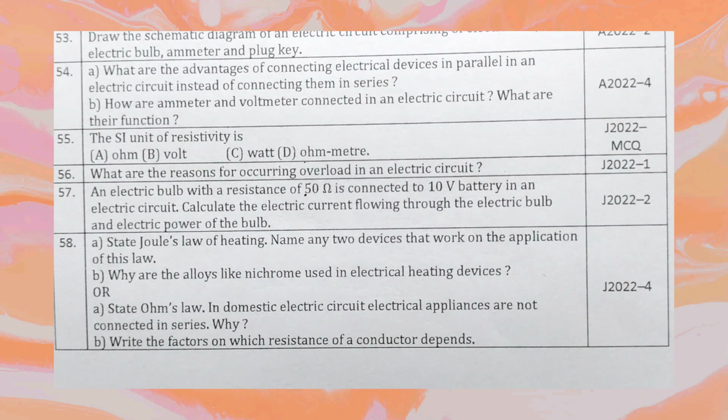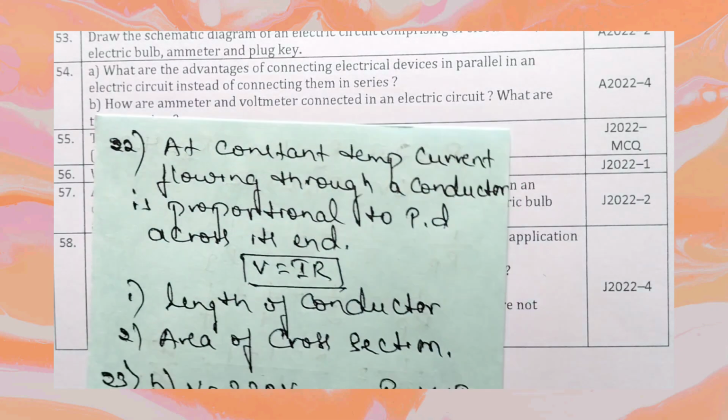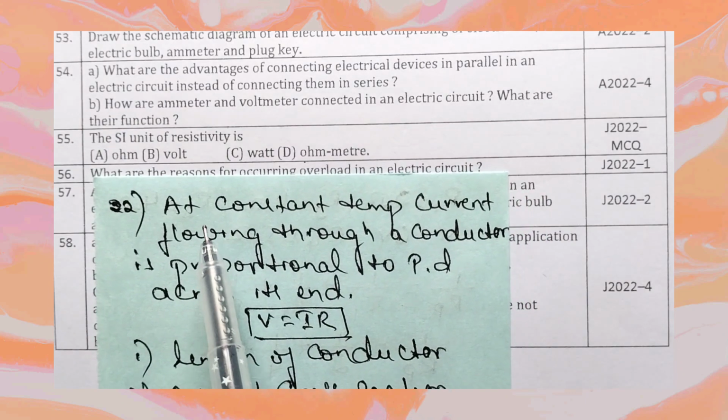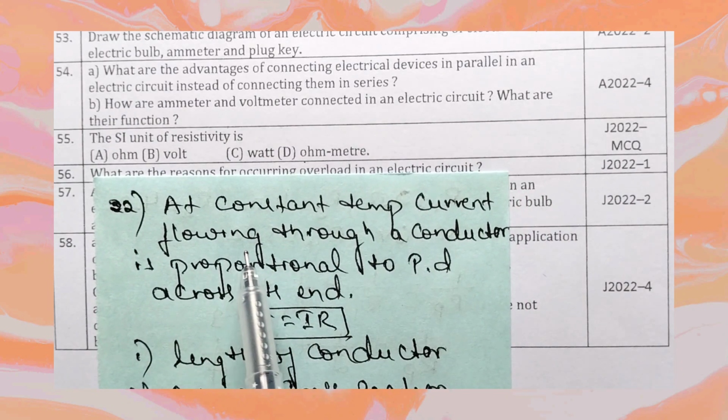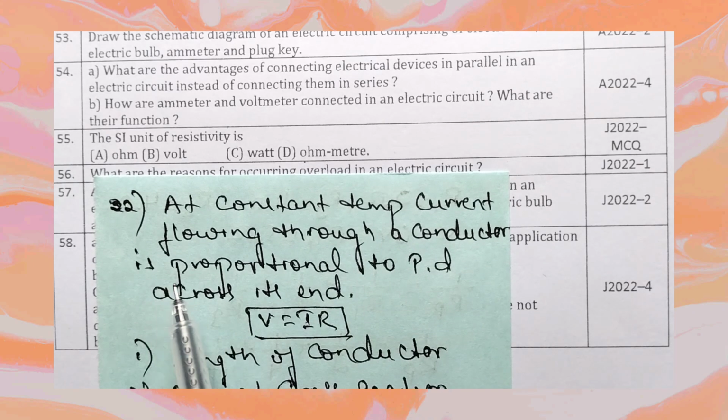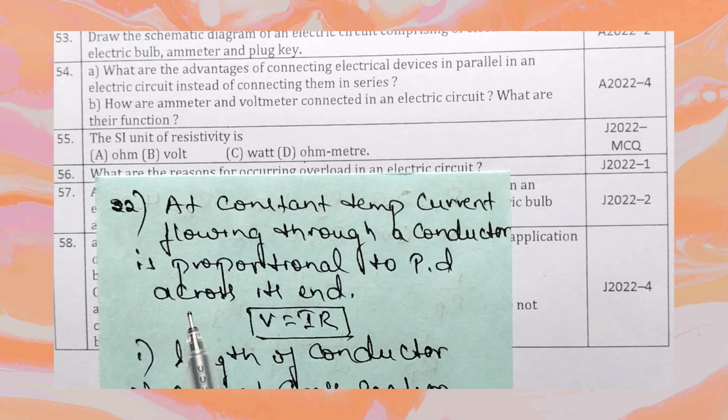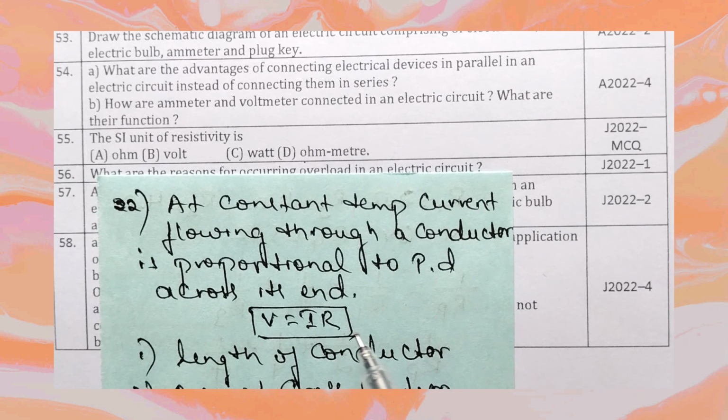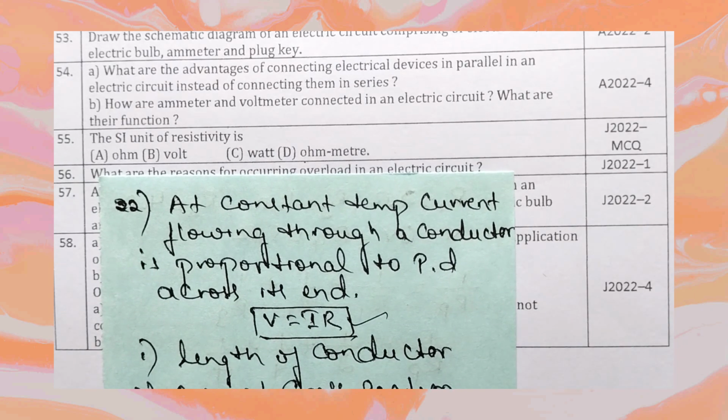So now let us move to the next and last question. State Ohm's law. In domestic electric circuits, electrical appliances are not connected in series. Why? Write the factors on which the resistance of a conductor depends. So now let us answer it one by one. First, Ohm's law. What does Ohm's law say? At constant temperature, current flowing through a conductor is proportional to the potential difference across its ends. According to Ohm's law, V is equal to IR.